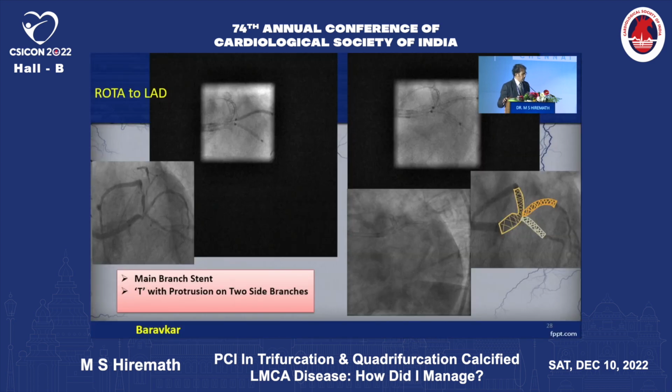This was another case where we did a rotablator to left main to LAD, and there were two important side branches. Patient was in borderline pressure, and we did a TAP protrusion to these two important branches. And I'm sorry this is not running, but you can trust me, this is the lie of the stent, and there were good flows.